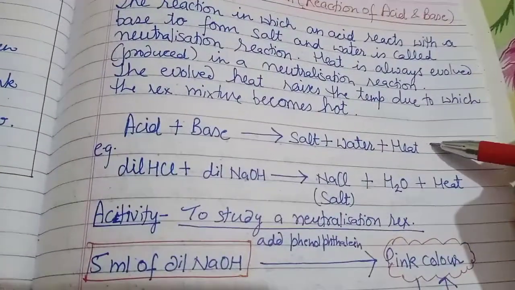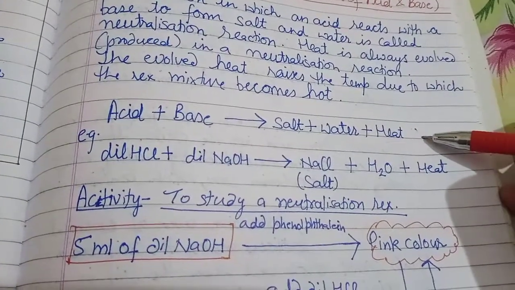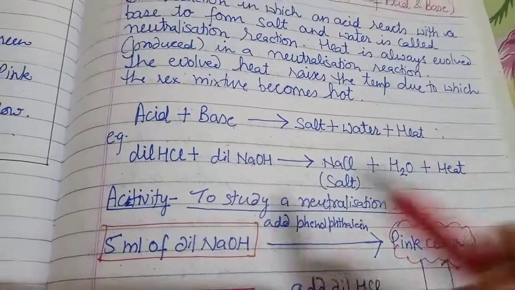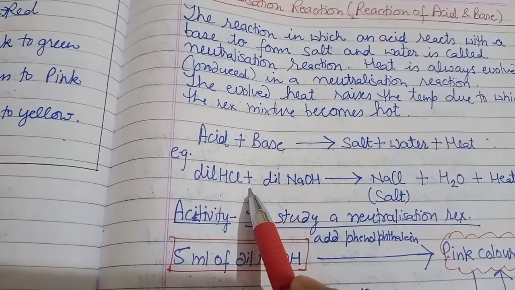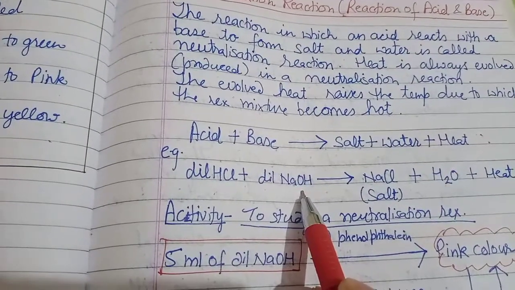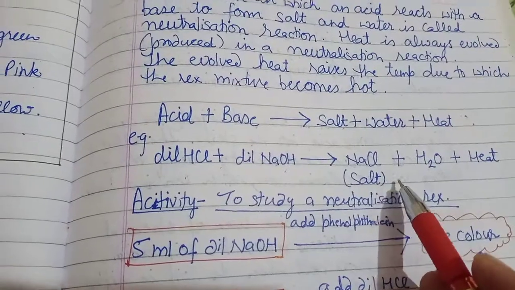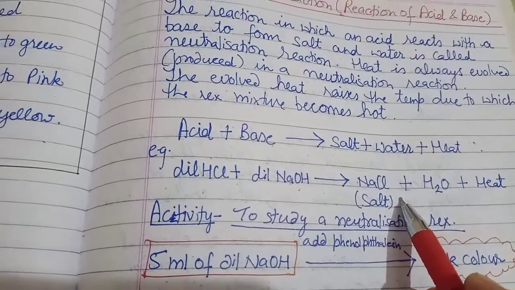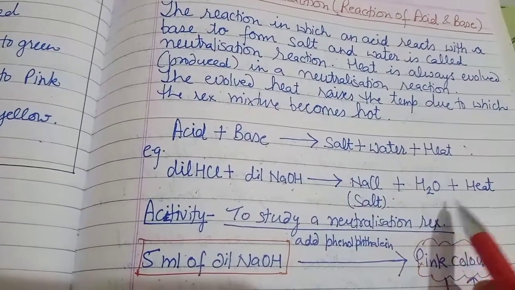Let's see this equation. Acid plus base gives rise to salt, water and heat. Example: dilute HCl, hydrochloric acid, and dilute NaOH, sodium hydroxide. When they mix together, we will get sodium chloride, which is a salt, water and heat.